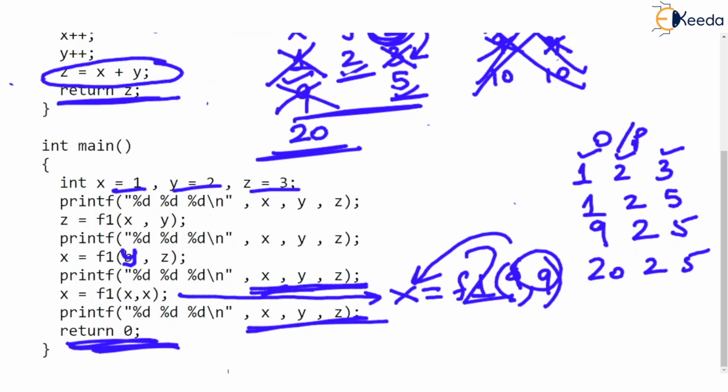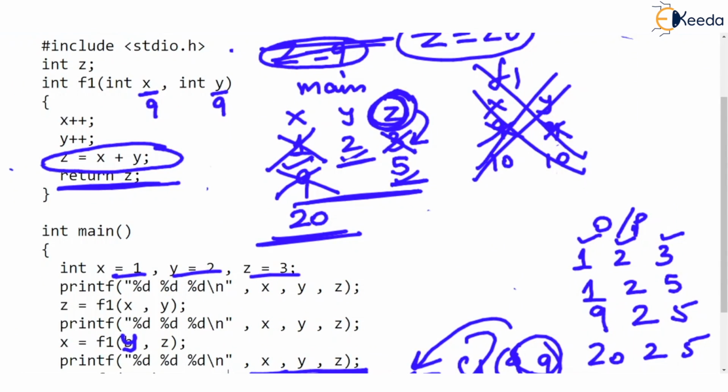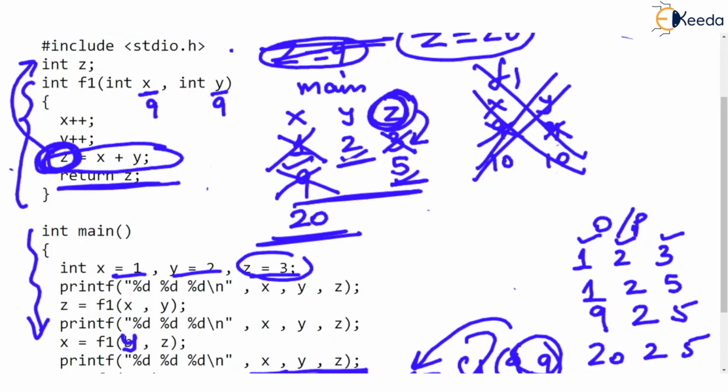So in this program, we saw how global variable z was used inside the f1 function. Because when f1 said, I want Z, f1 doesn't have its own Z, so it shared the global Z. But main did not bother to use global Z because main says, I have my own Z. So wherever Z was referred, this was the local Z that was referred to by main.